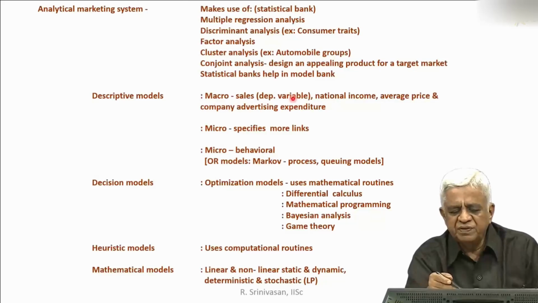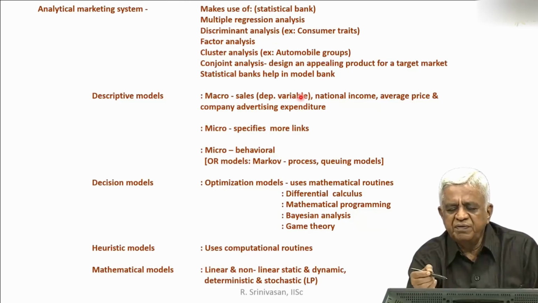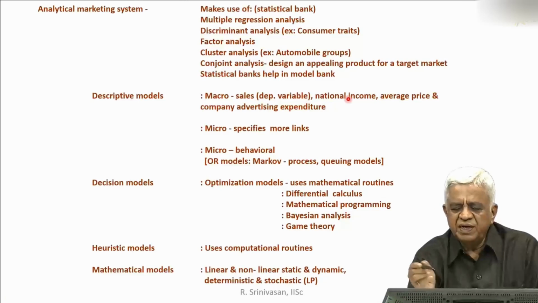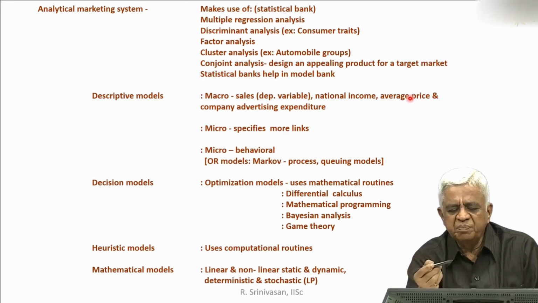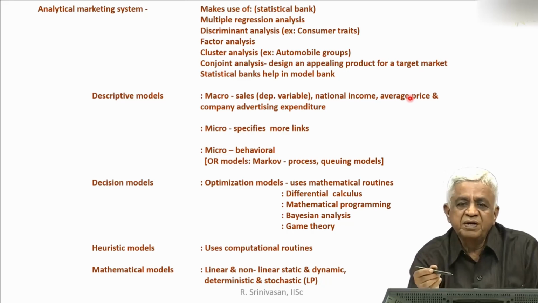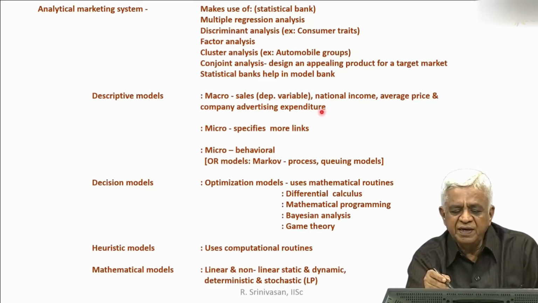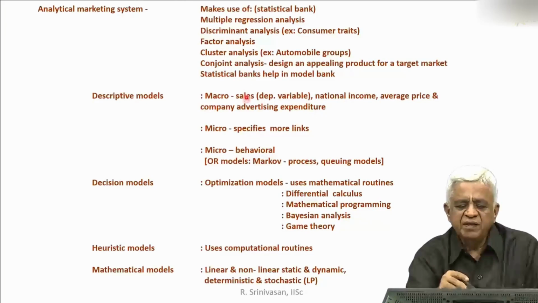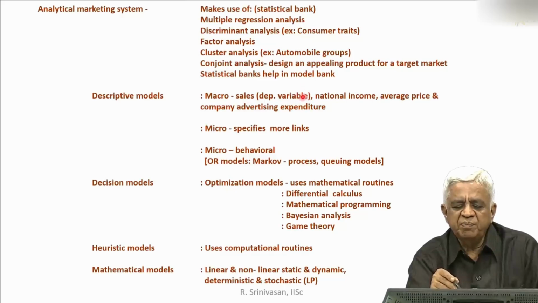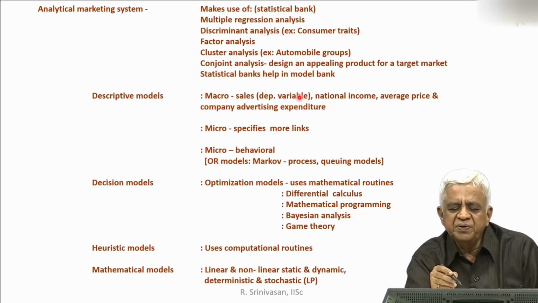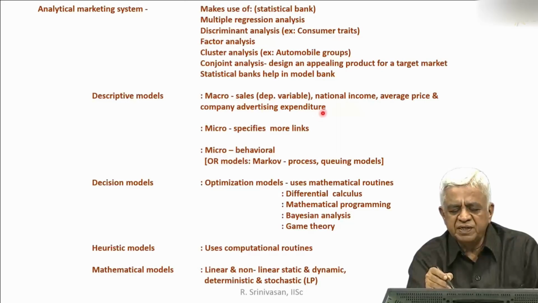Suppose you consider sales as the dependent variable. You may look at national income, you may look at average price and company advertising expenditure as independent variables. These are the links which explain the variations in the dependent variable. Again, you still may resort to a multiple regression analysis.